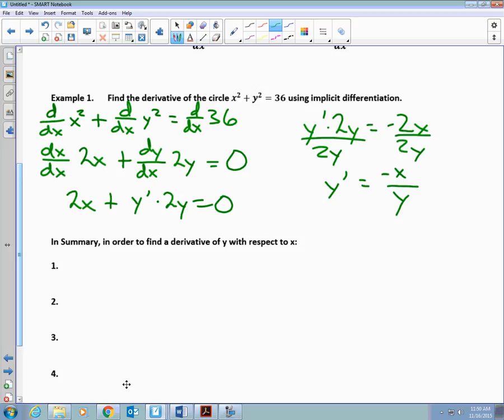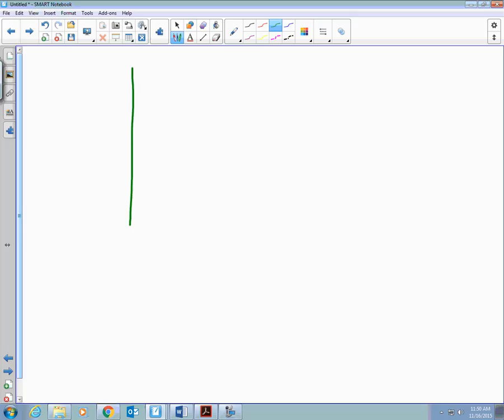So we'll talk about what we did, but first let's make sense of that. It says that the derivative is negative x over y. So that's different because we now have a y in our equation, don't we? Well, you guys told me that this graph makes what shape? With a radius of 6.